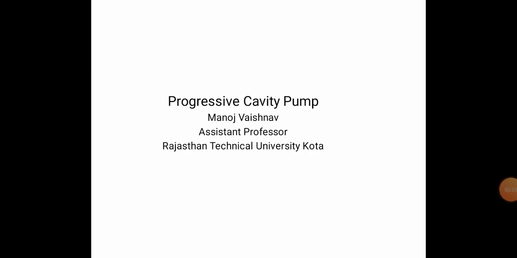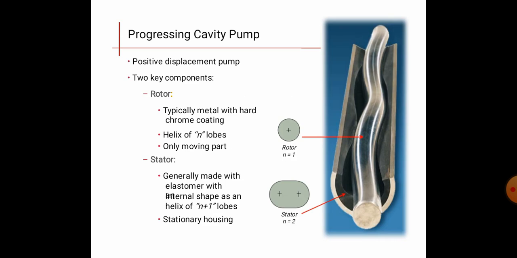Hello dear student, today we will study the progressive cavity pump, that is called PCP. It is an important artificial lift method under secondary recovery technique. So progressive cavity pump is a kind of positive displacement pump.